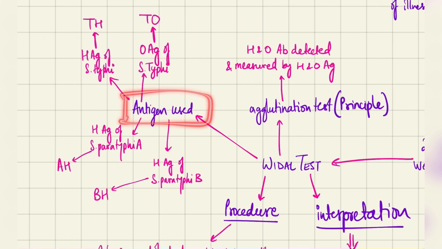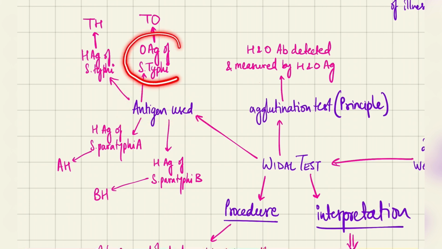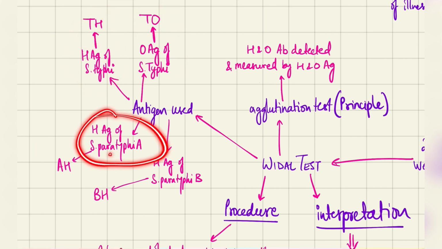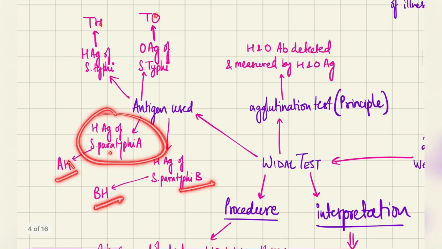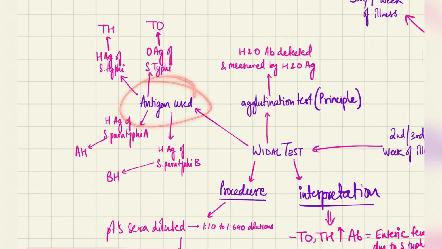The antigens used are: the O antigen of Salmonella typhi, referred to as TO antigen; the H antigen of typhi, TH; the H antigen of paratyphi A, AH; and similarly BH, the H antigen of paratyphi B. TO, TH, AH, BH. These are the antigens which are used in this Widal test.